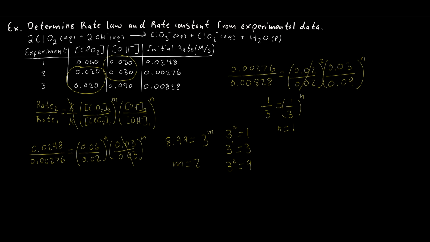So then with that, we can write out our rate law, since we solved the reaction orders for both reactants. So our rate law then is the rate is equal to K times the concentration of ClO2 to the second power, and the concentration of OH- to the first power.